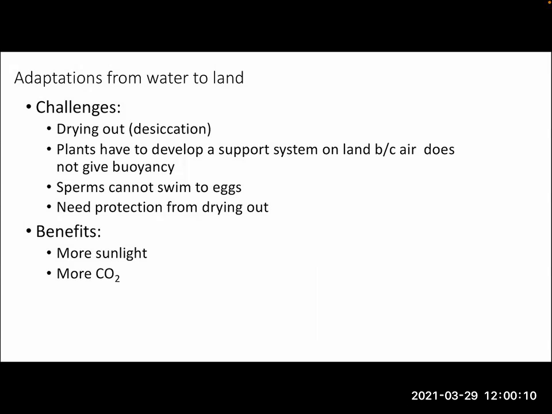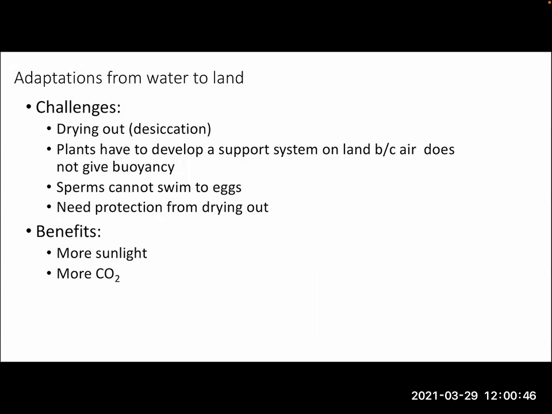And they also had to evolve ways to generate structural support, because the air does not give buoyancy to their structures like the water does. And so because of this, they had to obtain rigid structures that allowed them to grow upright and also to grow taller. And they had to evolve structures that allowed them to move nutrients and water throughout the plant itself.